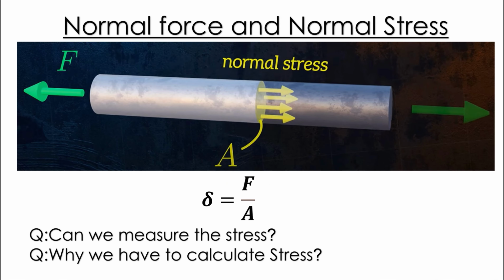To calculate the normal stress, we can simply divide the applied force by the cross-sectional area of the pipe or a bar as shown in the picture. In this case, sigma is equal to the force per unit area. So the normal stress can be easily calculated with this simple formula, which is the force acting on the cross section of the pipe divided by the cross-sectional area of the pipe.